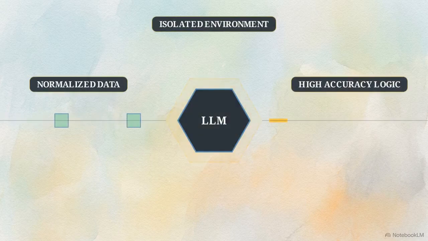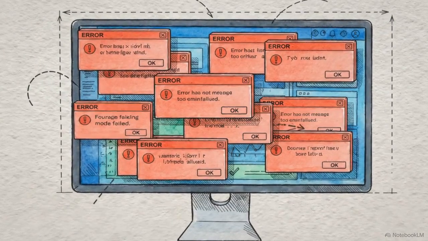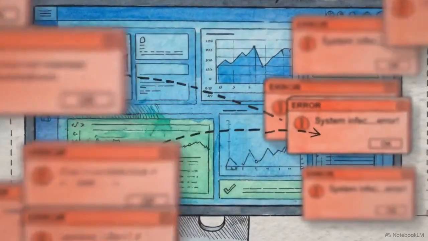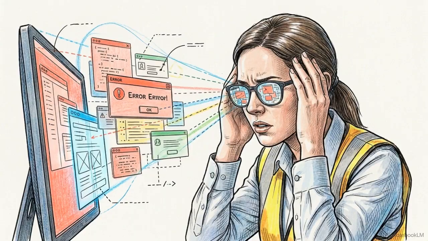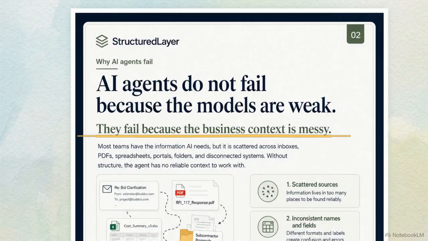Large language models can follow complex logic with high accuracy when they operate within a controlled, isolated environment. Yet, when organizations attempt to deploy these same models into actual day-to-day operations, the pilots almost universally stall. The agents hallucinate, lose context, or fail to execute tasks that seemed simple in testing. The models are capable, but the business context we feed them is chaotic.